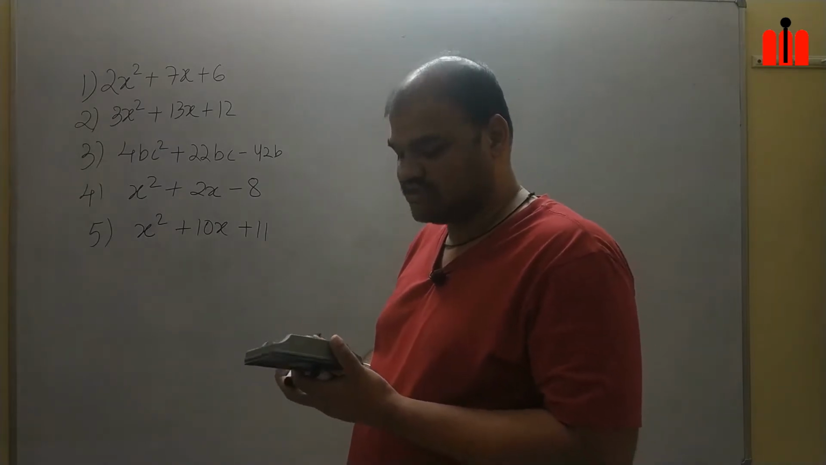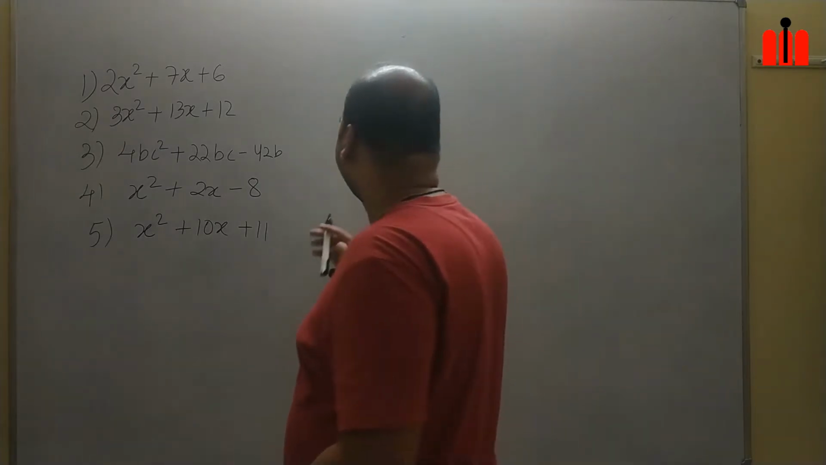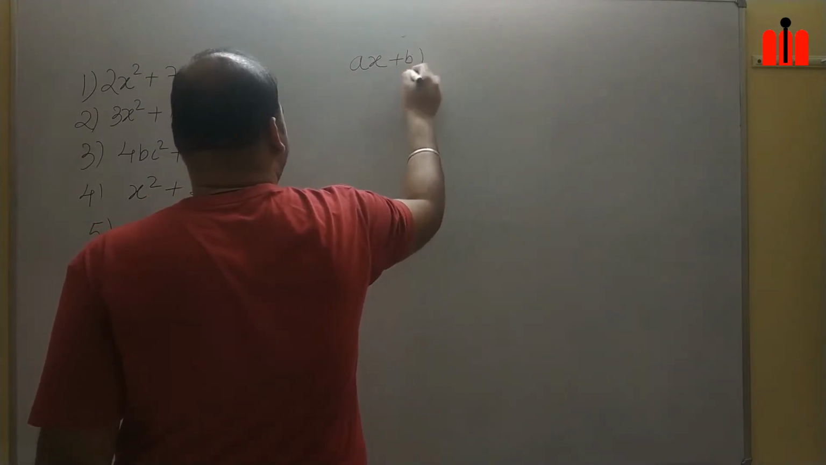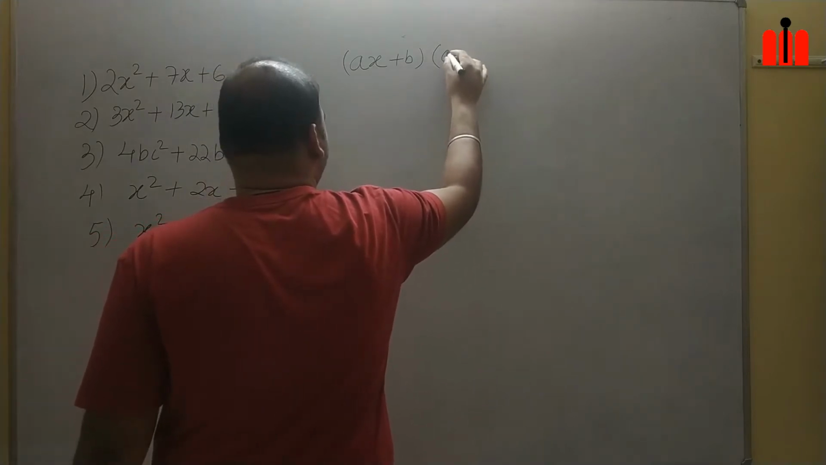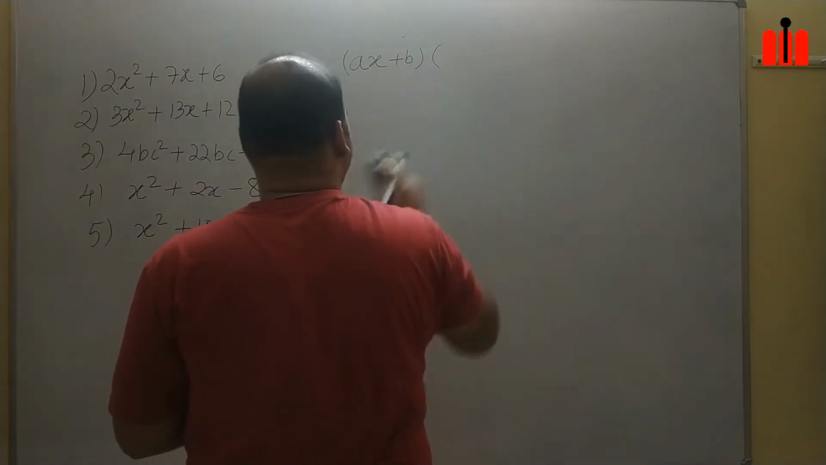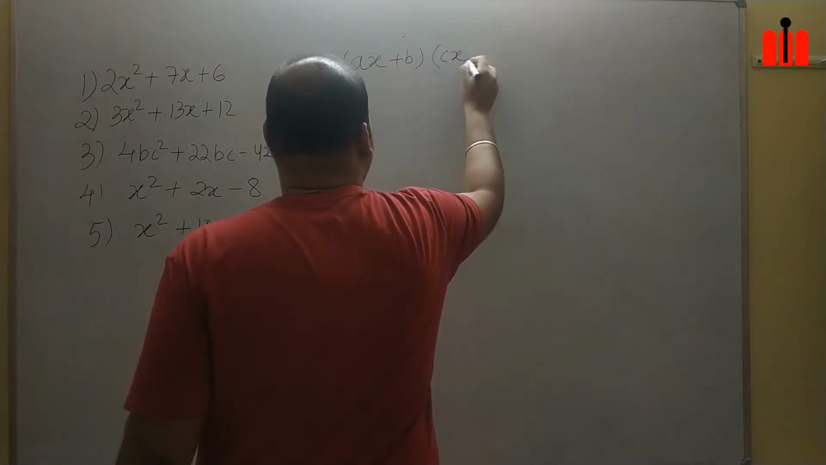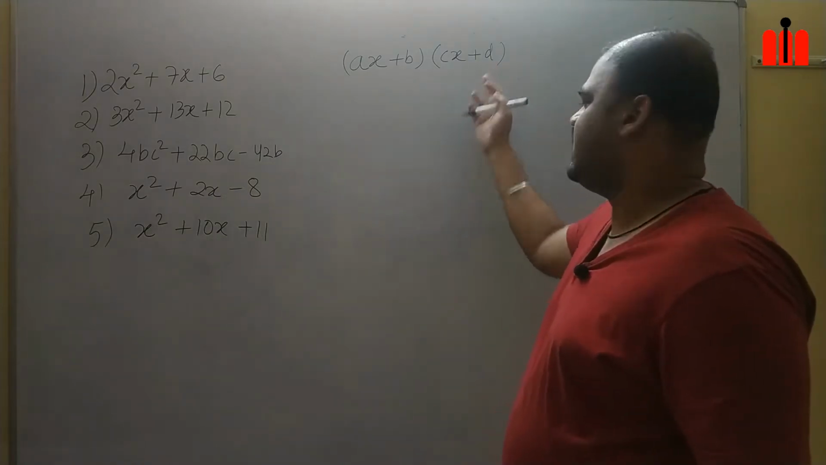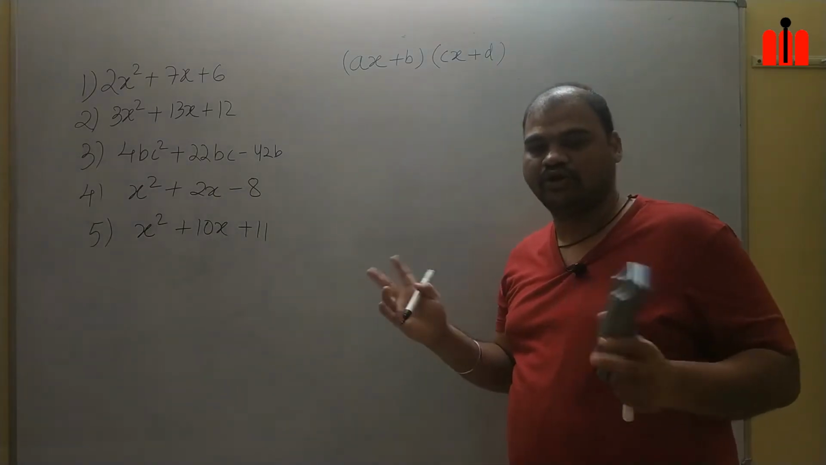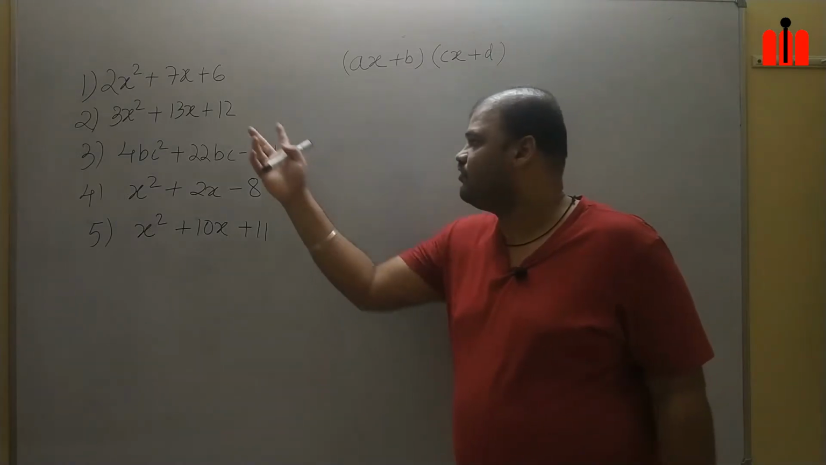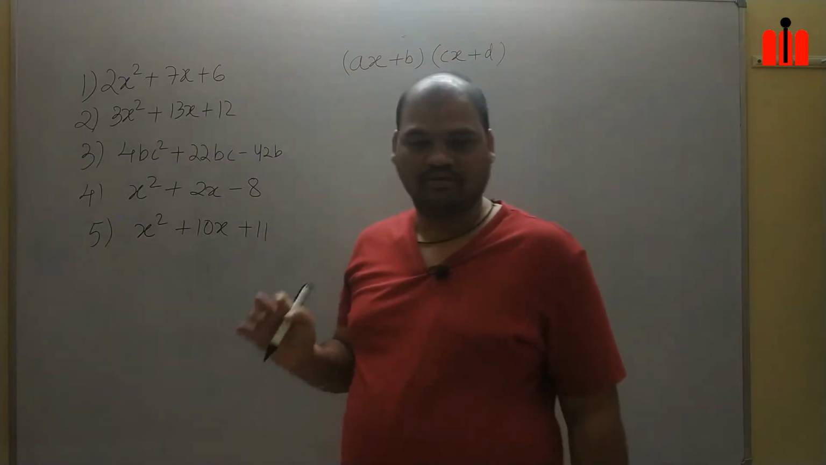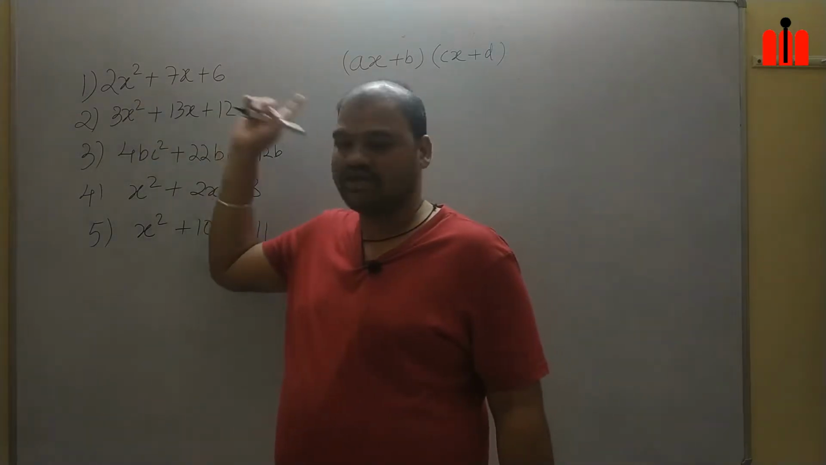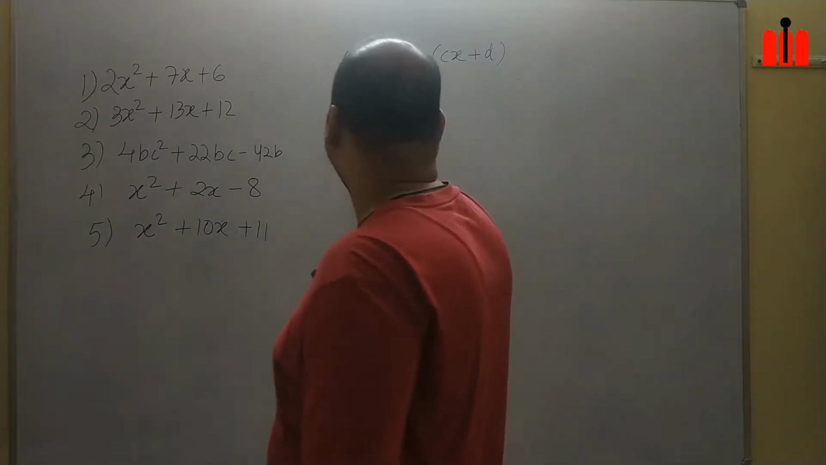Before jumping into the first problem, I will tell you that a quadratic equation is made by multiplying 2 linear equations. You agree with this? So (ax + b)(cx + d): there will be 2 different factors for one quadratic equation. Once we multiply these two, we will get it in this form. So let us multiply this.